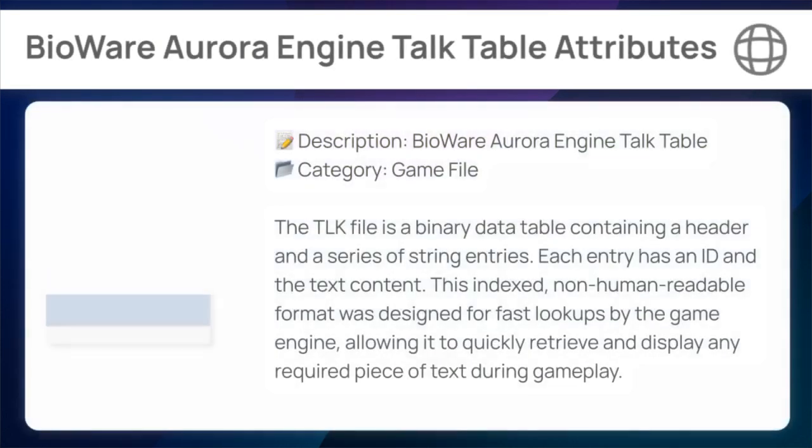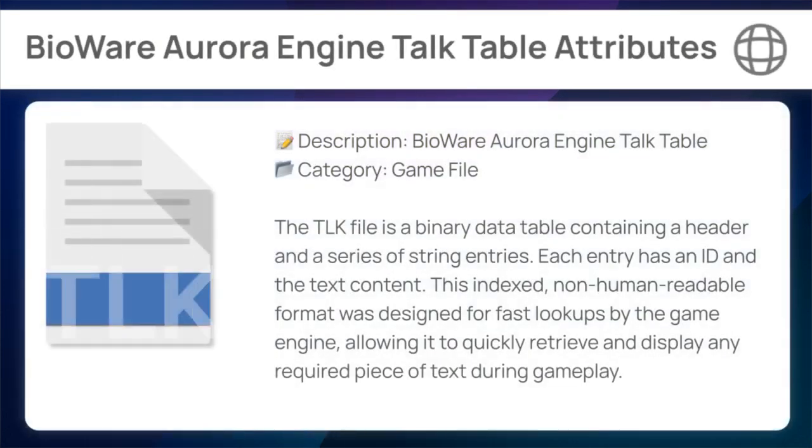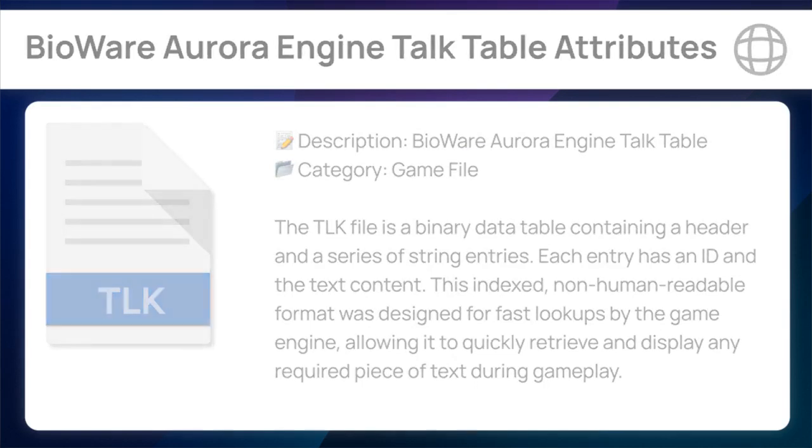The TLK file is a binary data table containing a header and a series of string entries. Each entry has an ID and the text content. This indexed, non-human-readable format was designed for fast lookups by the game engine, allowing it to quickly retrieve and display any required piece of text during gameplay.